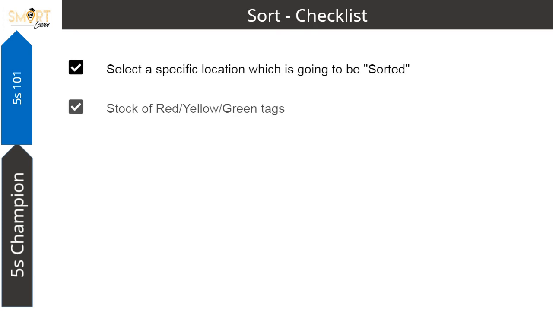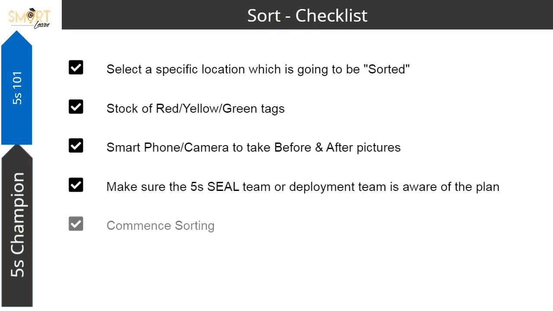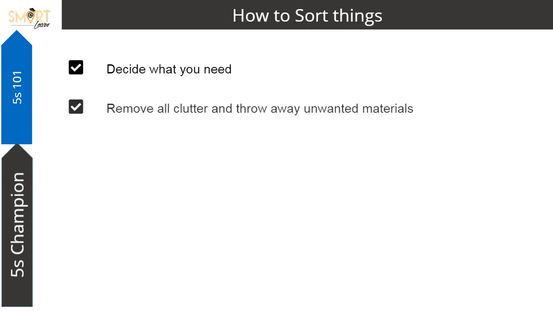Sort. Checklist. Select a specific location which is going to be sorted. Carry a stock of red, yellow, and green tags. Have a smartphone or camera handy to take before and after pictures. Make sure the 5S SEAL team or deployment team is aware of the plan. Commence sorting.